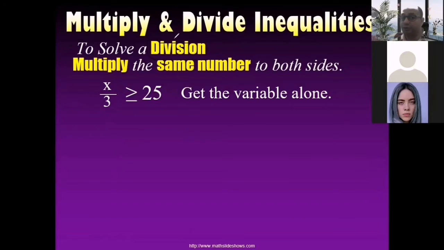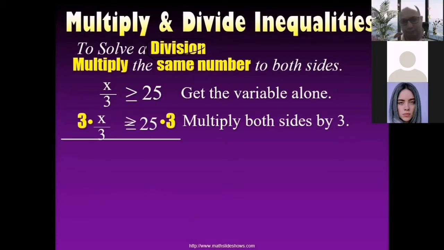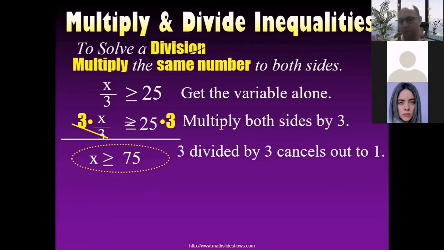It's division. Yes, division. When I see division, we will flip that. We will see the inverse of the division. So the answer will be what? We will multiply all sides. So the answer will be what? X greater than or equal to 75.